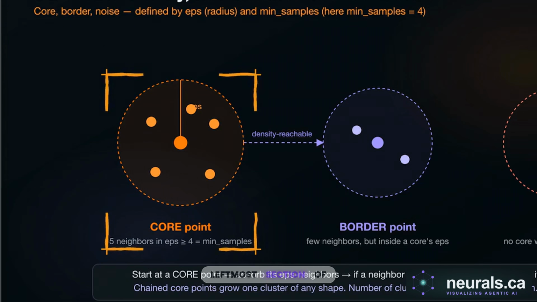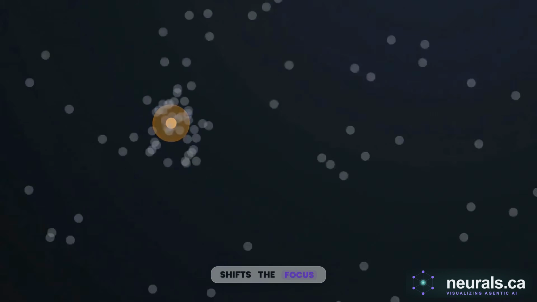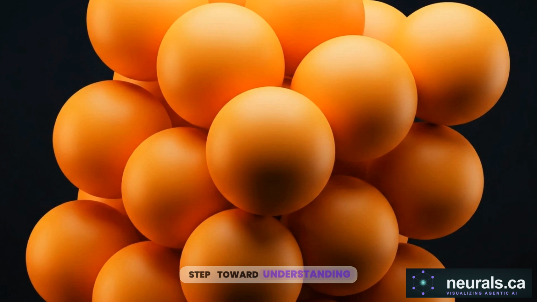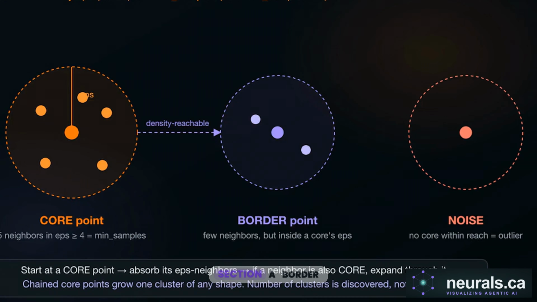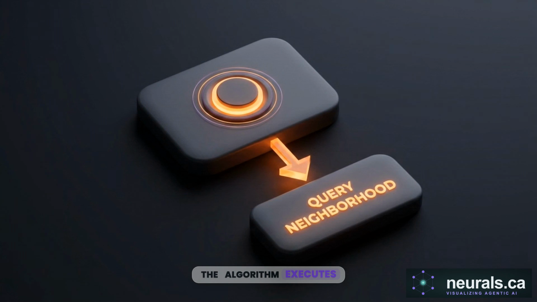Look at the leftmost section of this diagram. When those conditions are met, a point that successfully meets or exceeds the neighbor threshold within its radius is classified as a core point. This shifts the focus from the center of the entire dataset to the local neighborhood. It's the first step toward understanding the data's structure, one small piece at a time. Check the middle section. A border point doesn't have enough neighbors to be a core point, but sits safely inside a core's radius. On the right, noise is an isolated point that fails the threshold, out of reach from any core.